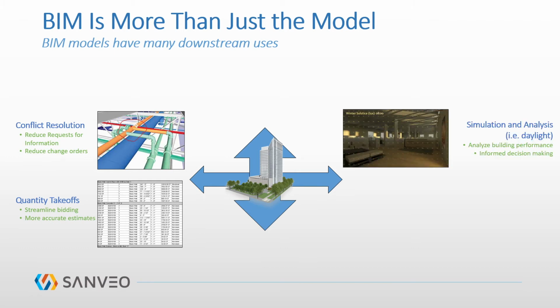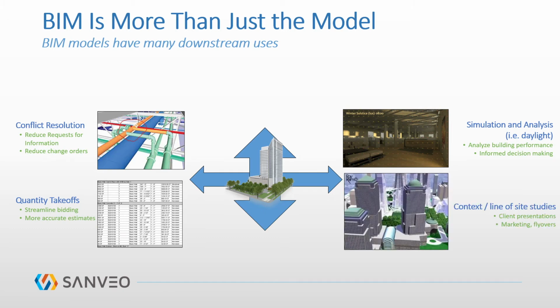Simulation and analysis: there are many ways the model can be used in analysis tools, such as lighting analysis, airflow analysis, or even acoustical analysis. Context line of sight studies: just being able to see or visualize the building. You know, civil and site designers are able to model entire cities, so being able to see the project in a larger context is critical.